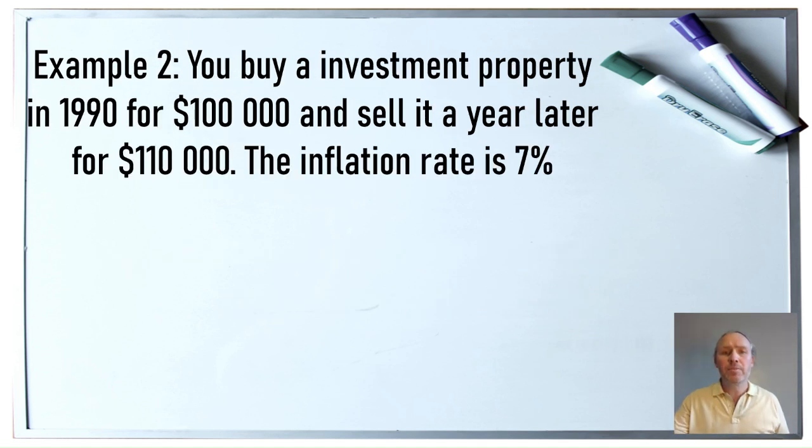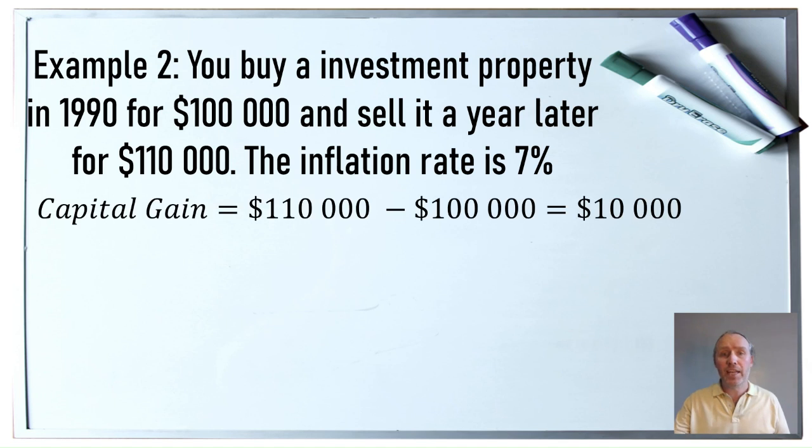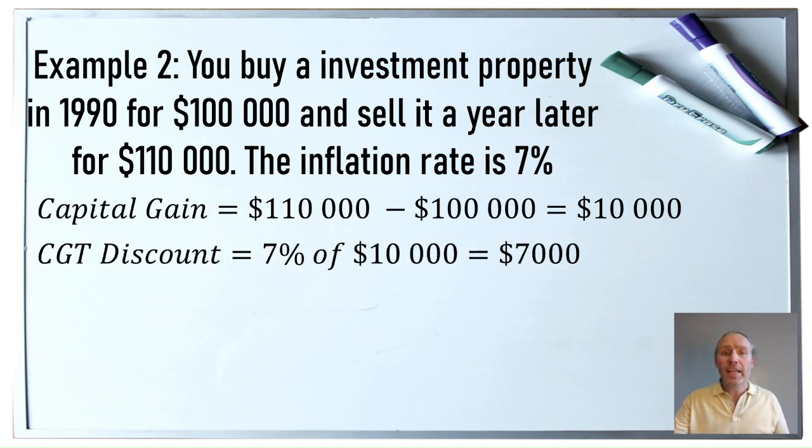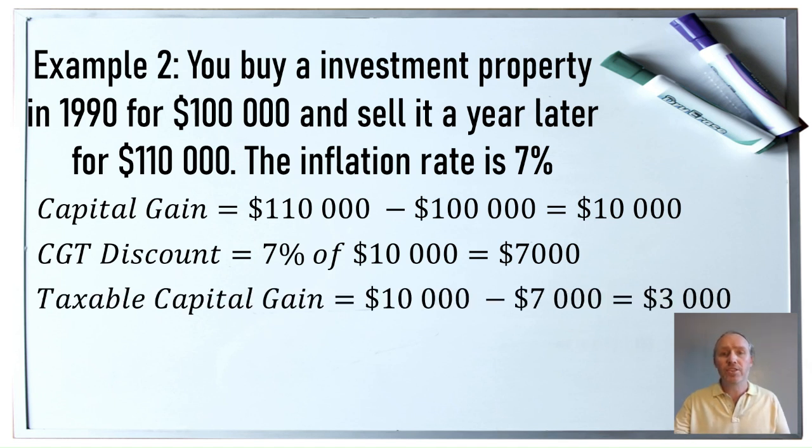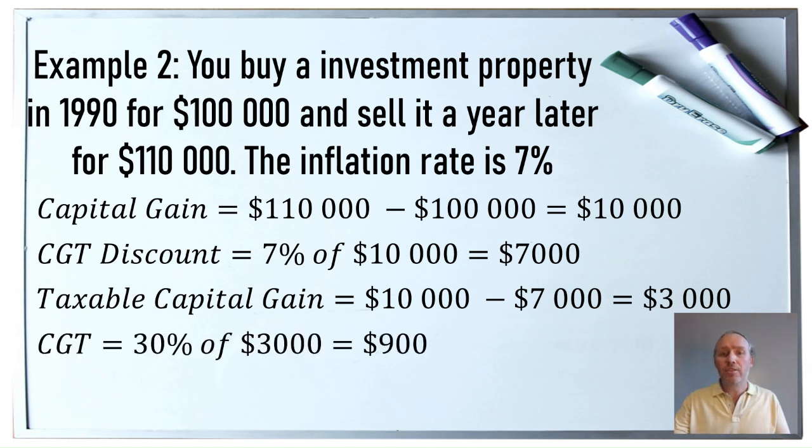Let's say you buy an investment property in 1990 for $100,000 and you sell it a year later for $110,000, and the inflation rate is 7%. So the capital gain here is still $10,000. The capital gain discount is going to be 7% of that $10,000, so a discount of $700. So you're only going to pay capital gains tax on that $9,300. And if you have a 30% taxable income rate, then you would end up paying $2,790 in tax.